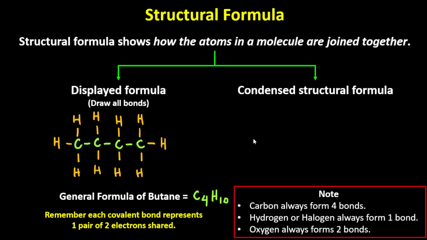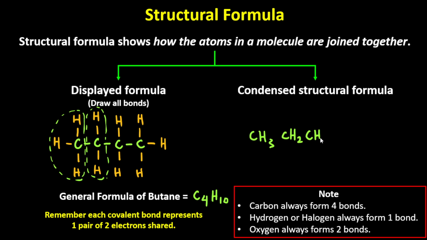Now, if we write this in a condensed structural formula, it will look like this. CH3, which comes from this, and it will go to CH2. So it will be CH3, CH2, CH2, CH3. Notice here that your carbon will always form 4 bonds, and the hydrogen or halogen atoms will just form 1 bond, and the oxygen, which we will see later, will form 2 bonds.